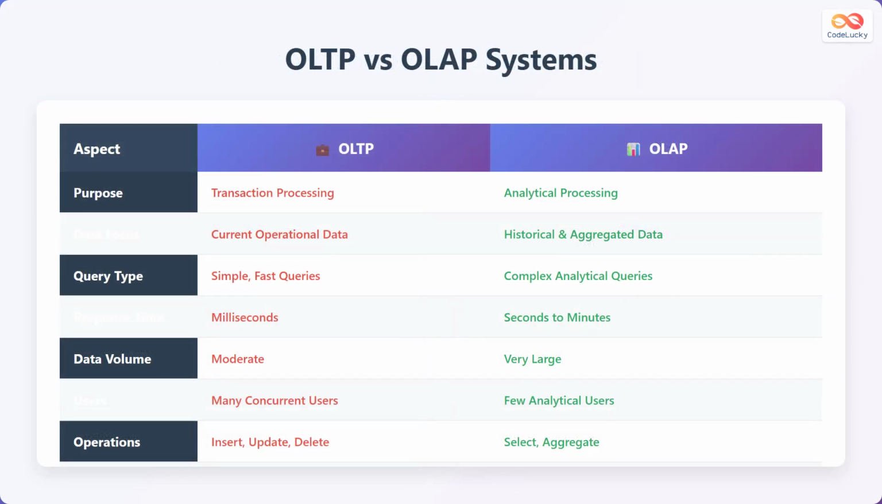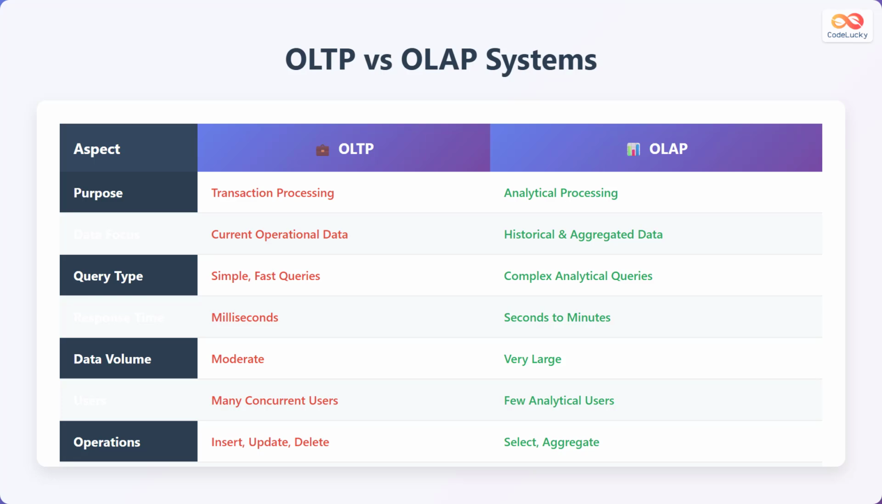It's important to understand the differences between online transaction processing, or OLTP, and online analytical processing, or OLAP systems. OLTP systems are designed for transaction processing, focusing on current operational data in simple, fast queries. They require response times in milliseconds and handle moderate data volumes with many concurrent users, primarily performing insert, update, and delete operations. OLTP systems use a normalized schema design.